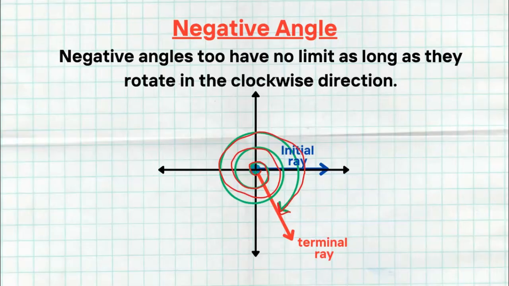So again, this allows angles to be literally any number out there. Negative infinity to positive infinity. Angles can be as big or as small as you want. All you got to do is continue to go around and around.